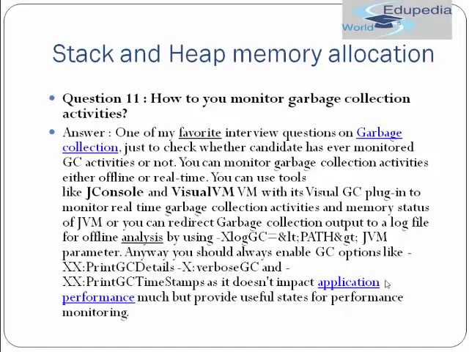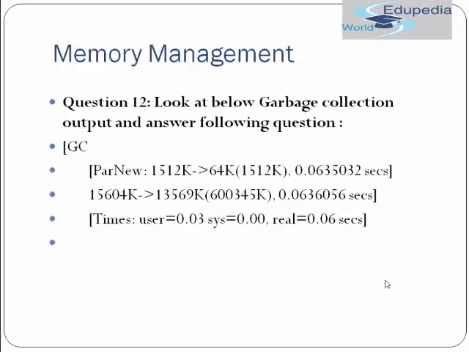JVM parameter. Anyway, you should always enable GC options like PrintGCDetails, -verbose:gc and -XX:+PrintGCTimeStamps, as they don't impact application performance, but they are useful to monitor how memory management is happening in your application. Okay, so this is an output that is in the form of a question, but it is just to show you the output of garbage collection.